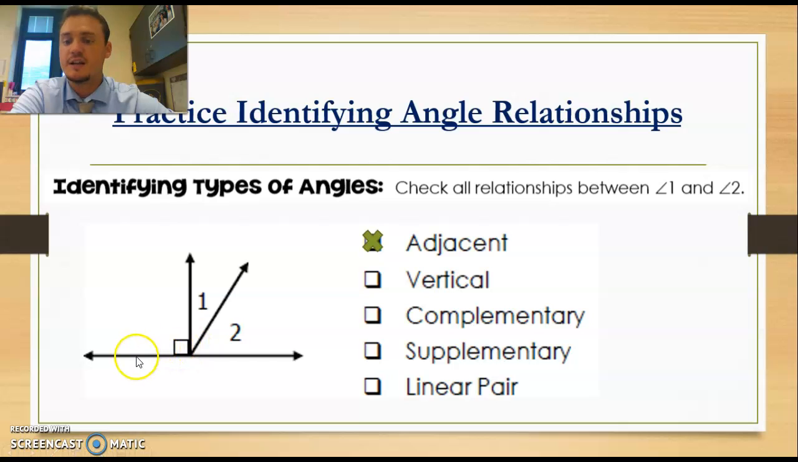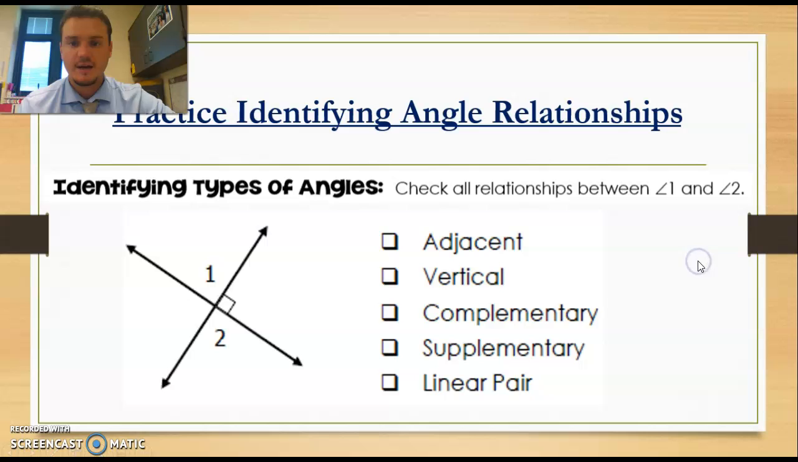So we know that all angles together should add up to 180 on the straight line. So angle 1 and angle 2 should add up to 90 degrees. If they add to 90, that means they're complementary. Vertical angles, again, have to be on opposite sides of intersecting lines. Supplementary means they have to add to 180, and a linear pair means they form a straight line, which is not the case here.